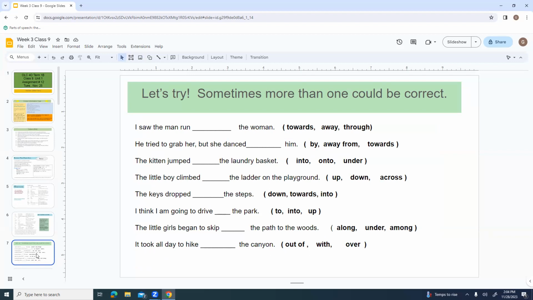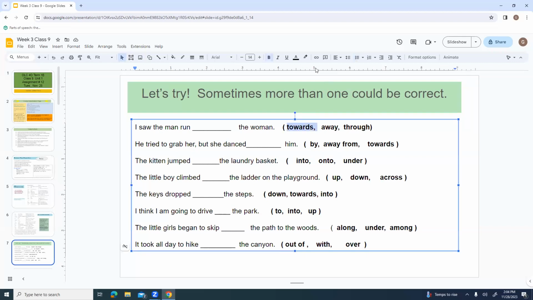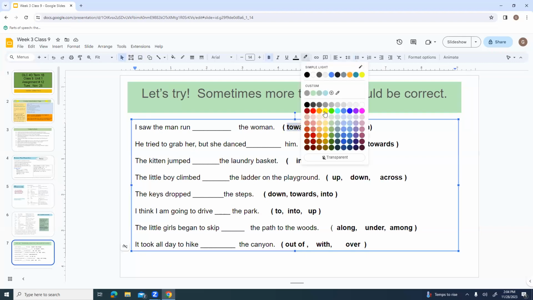I saw the man something the woman. To run towards the woman, away from the woman, or through the woman. Well, towards or away would both work. It would just depend on what you're describing. You probably wouldn't run through the woman, right? If you're meaning he ran into her or ran over her, those have different connotations. So we're just going to pick towards for right now, just to give it a sense.